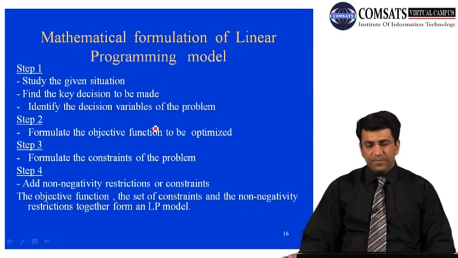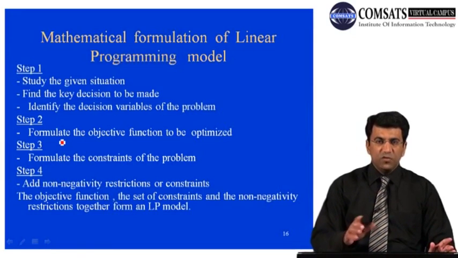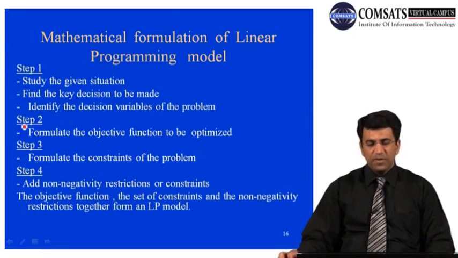In the second step, you'll have to formulate the objective function to be optimized. Formulate means we'll have to represent our objective function in the form of some linear equation. After going through the steps, you'll have the idea of how we can formulate this linear equation. But for the time being, just go through these steps and remember them, and you should have these steps in mind when we start solving the different problems of linear programming.